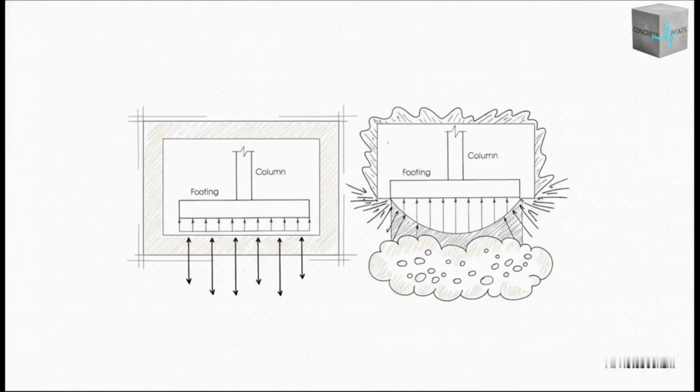Okay, so check this out. On the left, you see our ideal design assumption, that nice flat line. But look at what's happening on the right. This is what happens in cohesive soils, like clay. The footing actually deflects just a tiny bit in the middle, which causes the pressure to get higher at the edges and a little lower in the center.